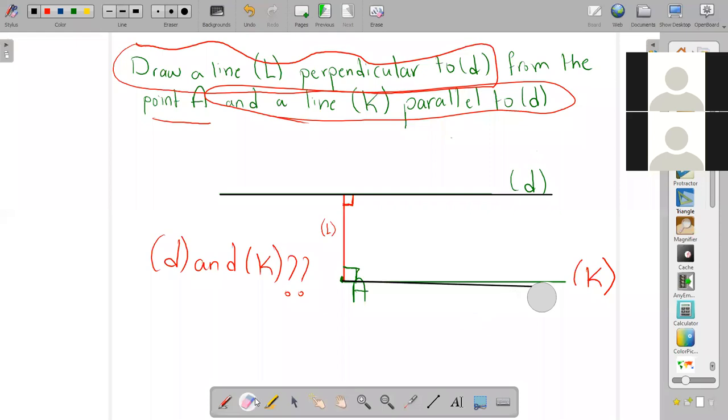Parallel. Parallel, bravo, they are facing each other, so they are parallel to each other. These two lines are parallel. D and K are parallel to each other. They are facing each other and not touching each other. Bravo.